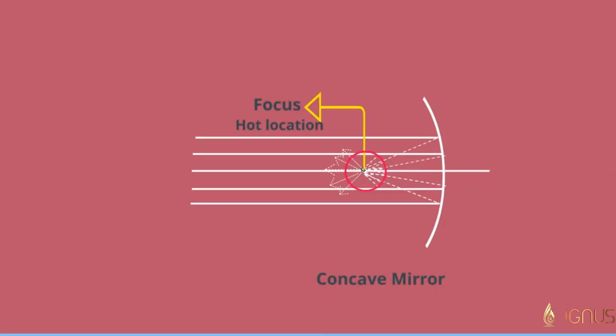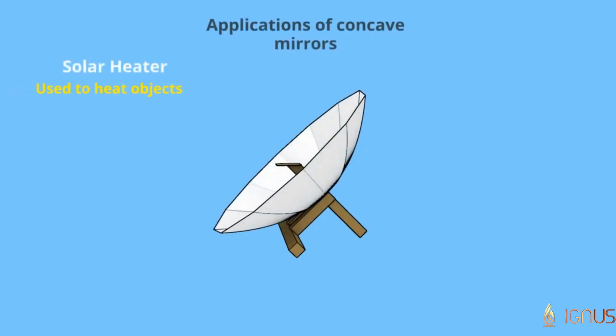Now we can use this property of concave mirrors to cook food or heat up liquids. All we need to do is place the container on this stand which is present at or near the focus. It will heat up after some time. You can even make roti or papad on this.